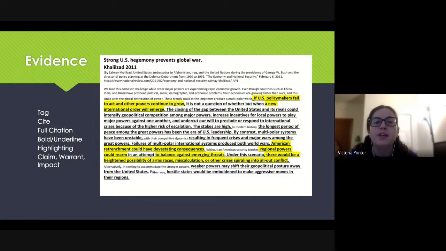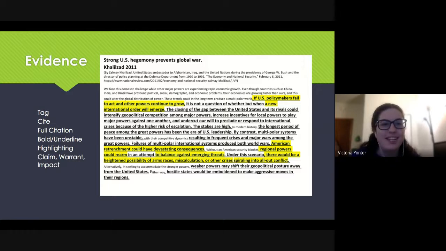But then below it, you'll see a full citation. So you'll see Zalmay Khalilzad, who is the U.S. ambassador to Afghanistan, Iraq, and the United Nations during George W. Bush's presidency, and he's also been a high-ranking official at the Department of Defense. And then this was written specifically, not just in 2011, but February 8th. You'll see the link. So if you want to read deeper into any of the articles in the core files, that's where you go. And then you'll see the tag of who cut it, which is VY, which is me.